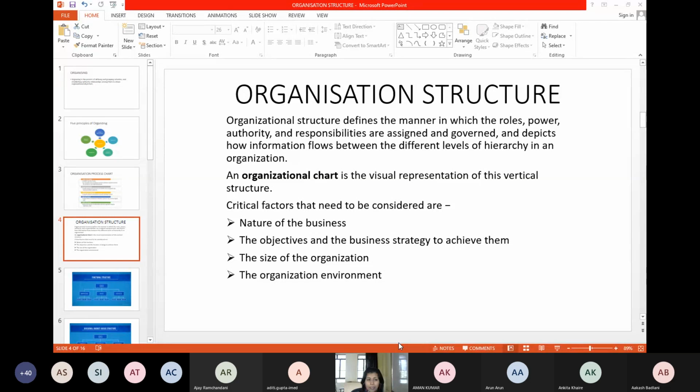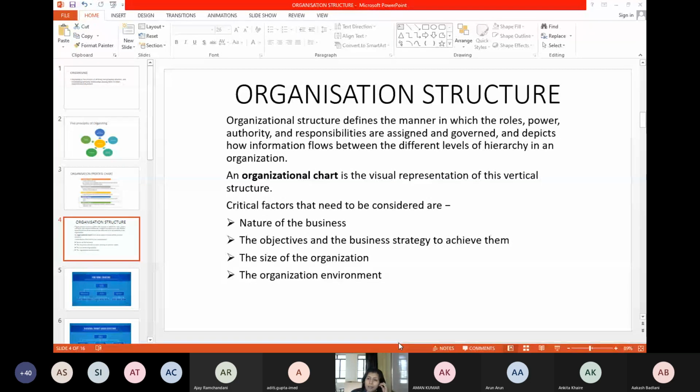Yeah, what do you think? Organization structure in a military organization, or maybe a government organization, maybe organization structure in the IT company, organization structure in the manufacturing company. What do you think? Can they be the same or should they be different?